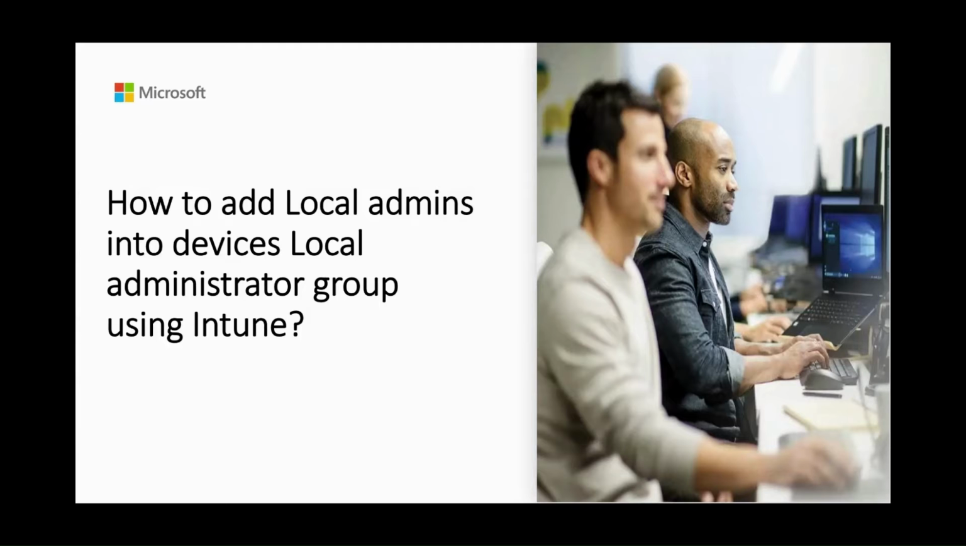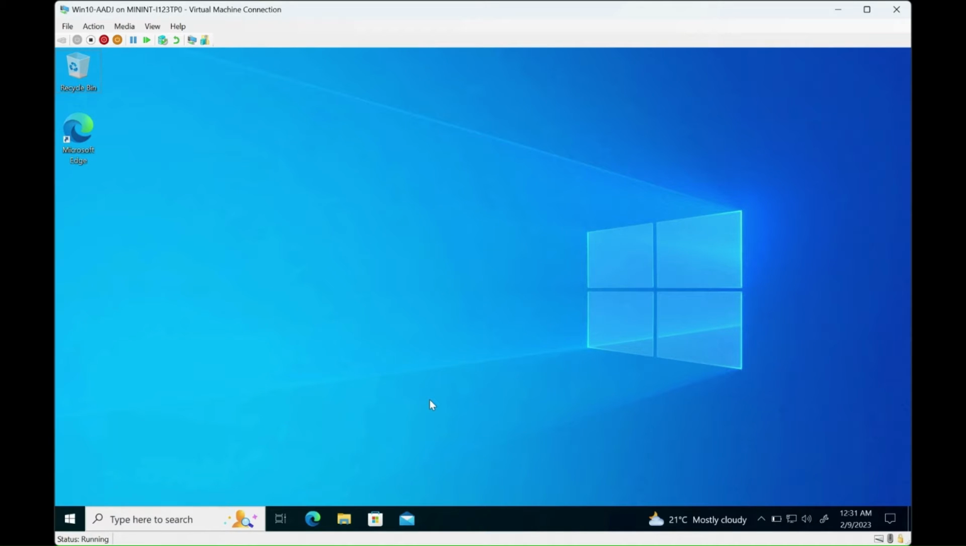Let's start with a scenario wherein you have an Azure AD join device enrolled into Intune and you have a requirement to add a group of IT admins into the local administrator group of Azure AD join devices. This is my test Azure AD join device, which is currently enrolled into Intune. Let's see how many IDs are currently reflecting in my local administrator group.